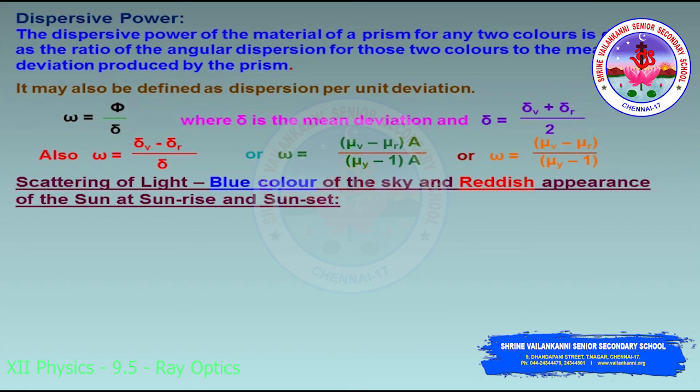Next, the scattering of light, the blue color of the sky, and the red appearance of the sun at sunrise and sunset.